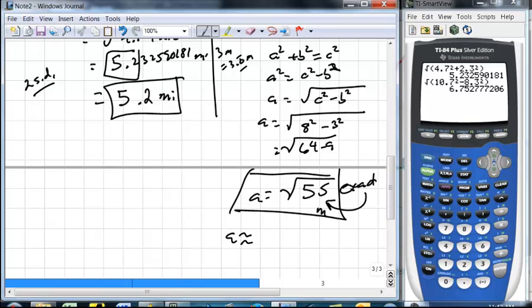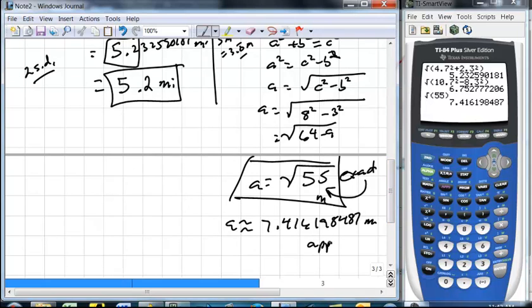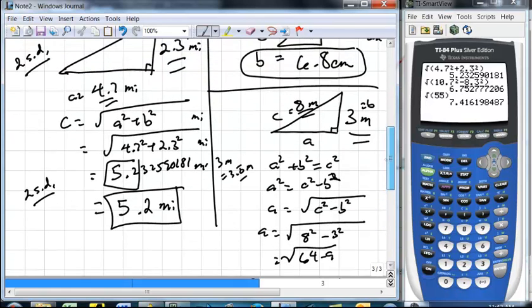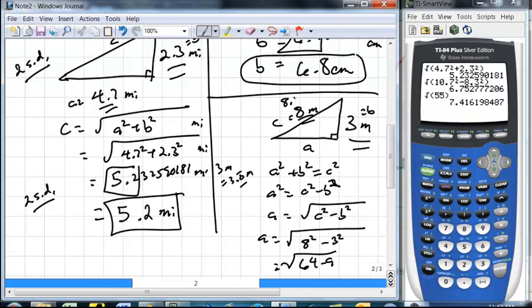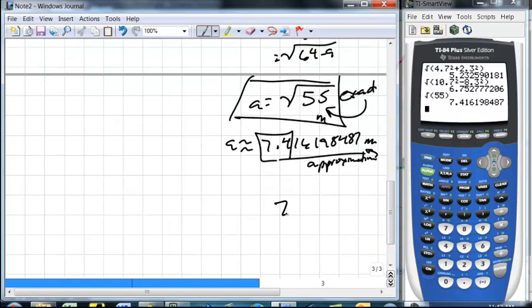Now we can approximate that on our calculator, square root of 55, and we see that it is approximately 7.41619847 meters. And all those digits are good, but there's more beyond that. So this is an approximation, even with all those digits. Now, if this was a measurement, and let's say this is 8.0 and 3.0, meaning two significant digits both places, then we would round off our answer to two significant digits of 7.4 meters, because we rounded off our original measurements to the nearest tenth, and so we must round off our final answer to two significant digits as well.